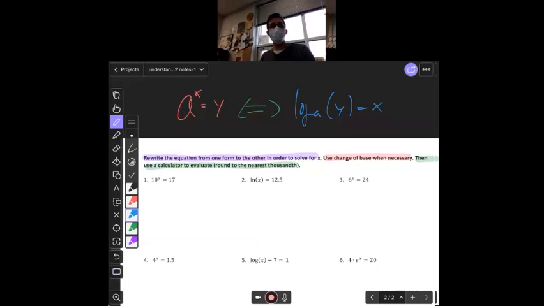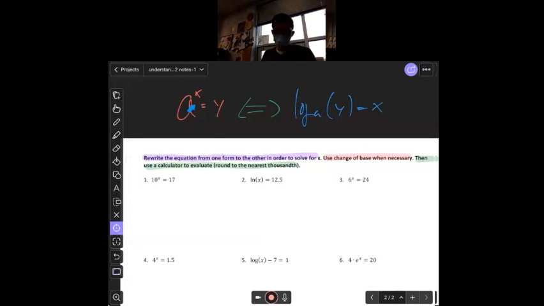So where does my a go? If my a is here, where does it go? Okay, it goes down to the log base. Where did my x go? Oh, it went all the way across the equal sign. Where did my y go? It went into the argument. Okay, so switching all that stuff around.